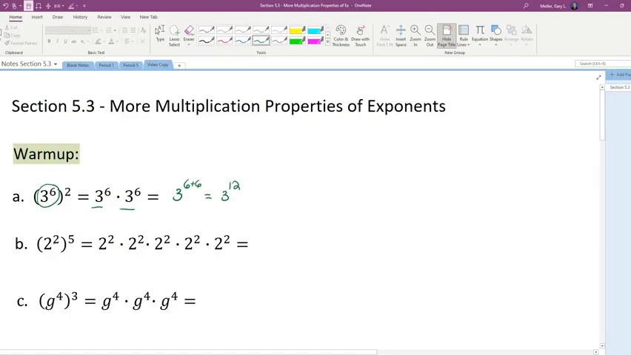2 squared to the 5th power means we've got 5 of these 2 squareds being multiplied. So we've got 1, 2, 3, 4, 5 of them. And I know that using my multiplication rules that I add their exponents. So I have 2 plus 2 is 4, 6, 8, 10. So that's just going to be 2 to the 10th.